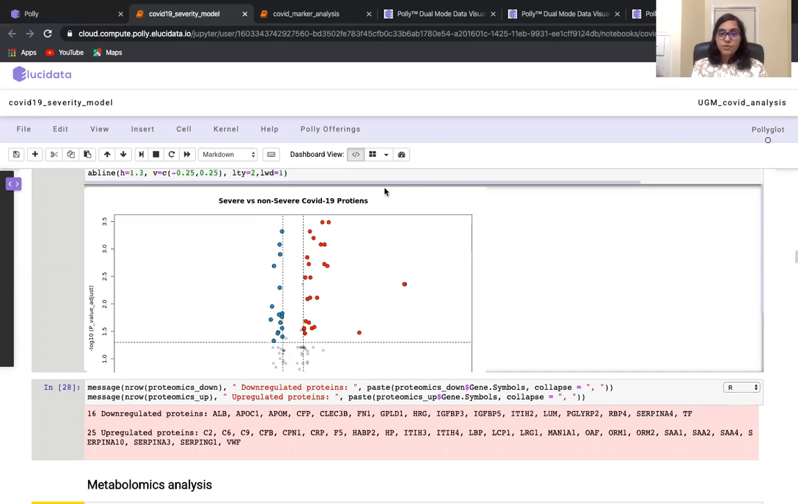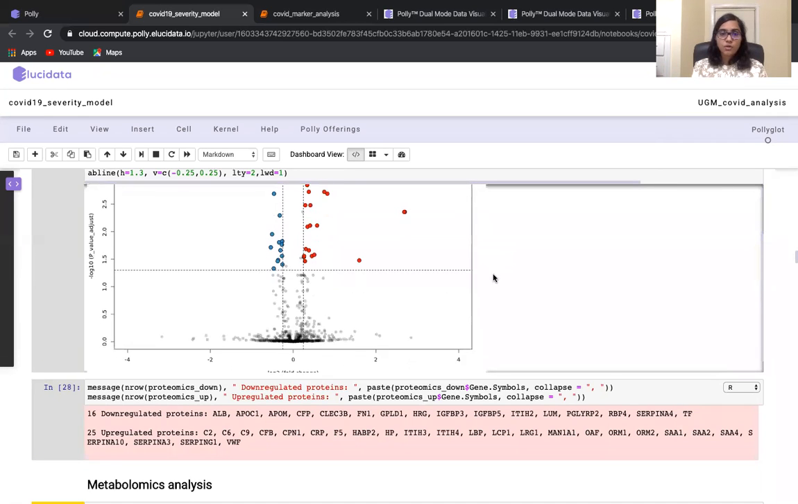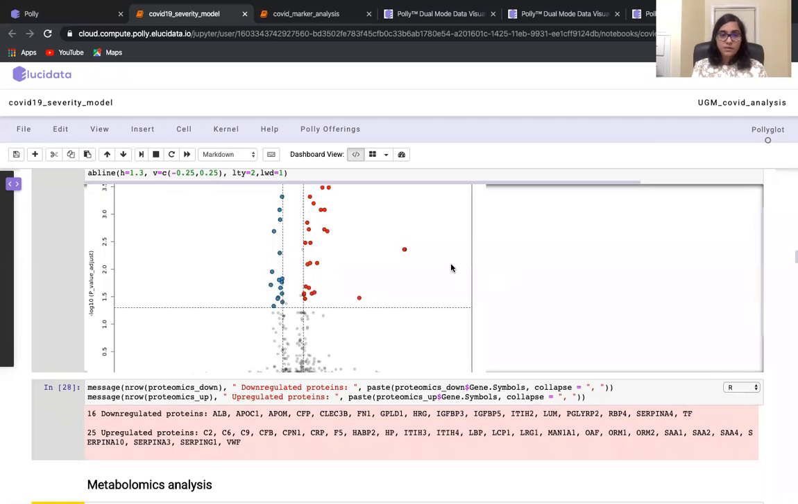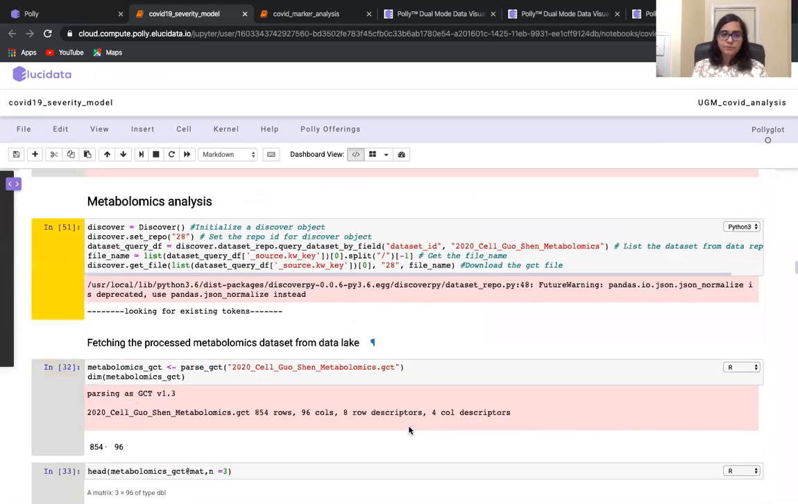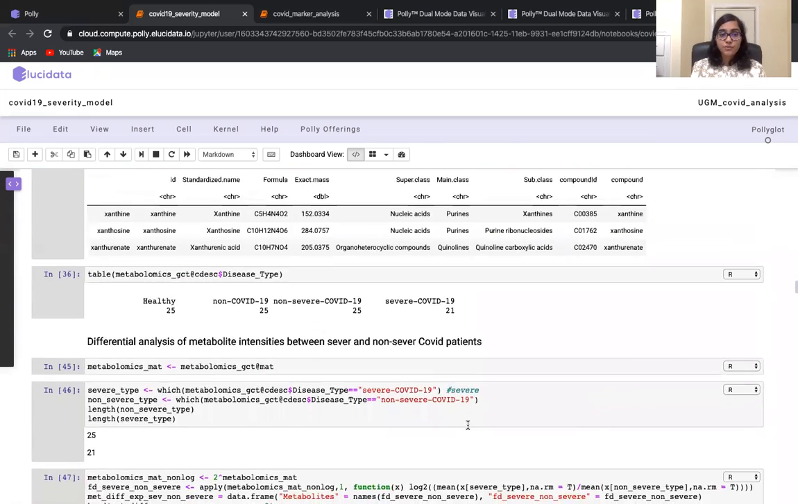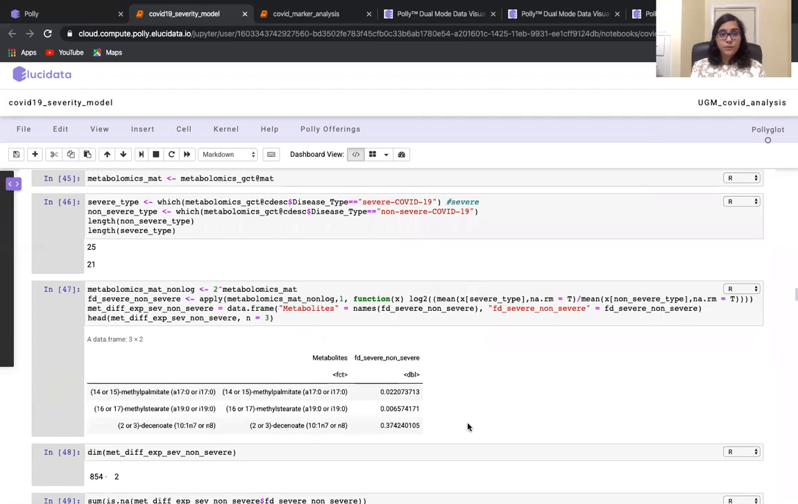So you can see differential expression of severe versus non-severe. There are not a lot of proteins that are different there. There are actually 16 downregulated proteins and 25 upregulated proteins. And similarly, we can do an analysis for metabolomics data.